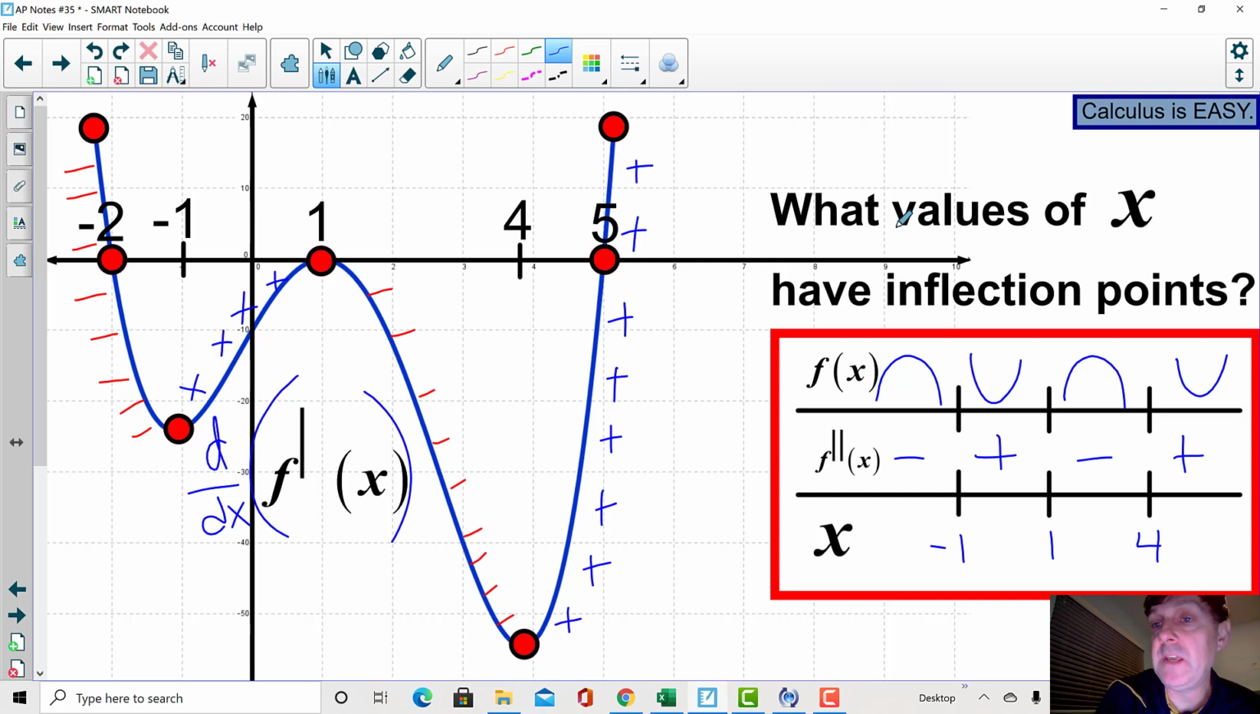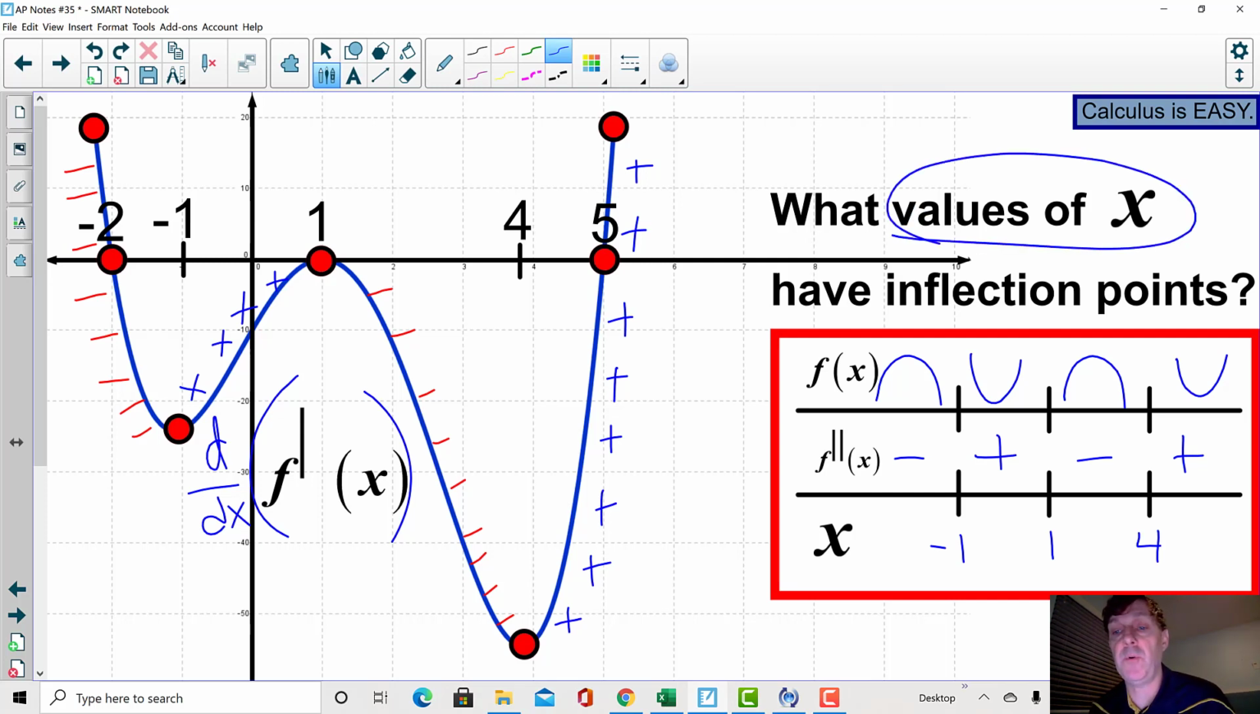Here they just want to know what are the x values for those inflection points, and these are those 3 x values. Again, you have to change signs either from negative to positive or from positive to negative. And you can see that that happens at all 3 of those x values. Our second derivative changes polarity from either negative to positive or positive to negative. And so those are the 3 x values of the inflection points for the original function f.